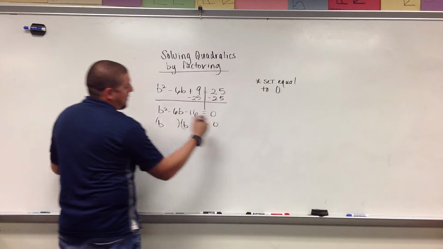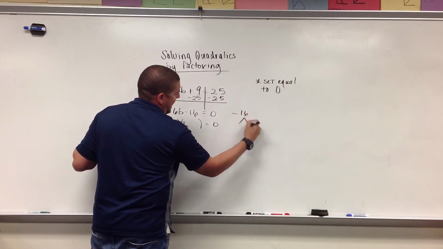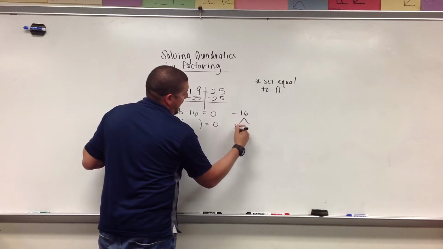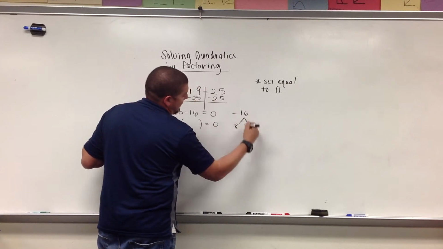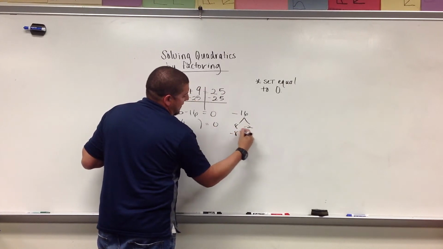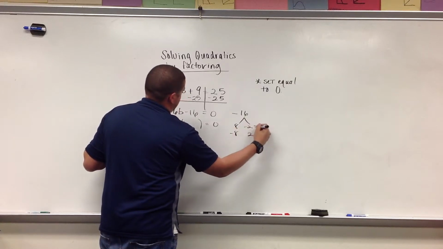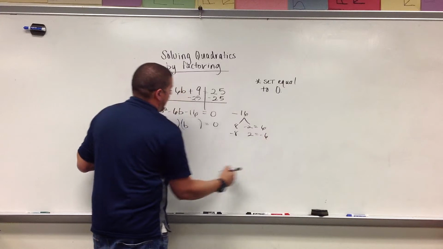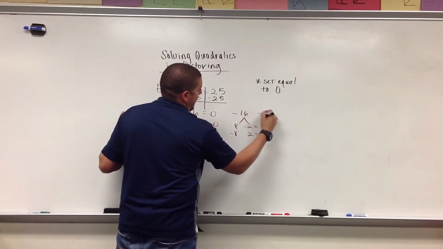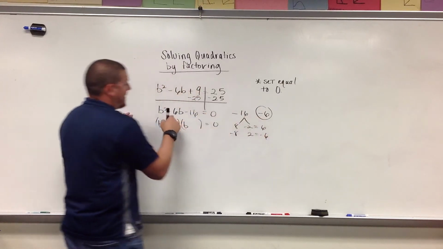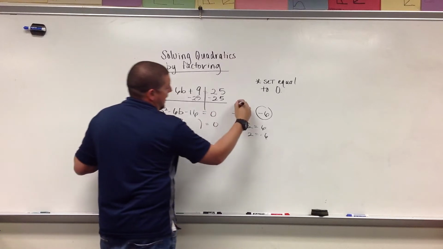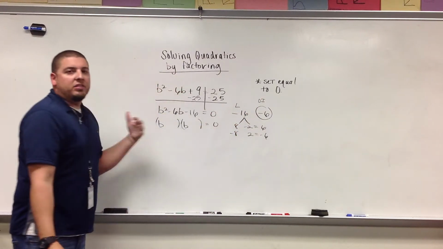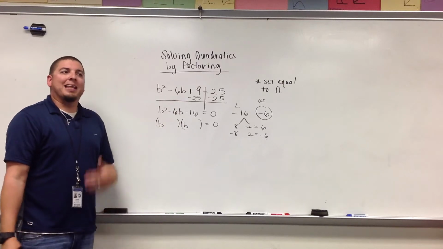Then I want to look at factors of negative 16 that equal negative 6. Off the top of my head, I'm thinking 8 and negative 2, or the opposite, negative 8 and positive 2. 8 minus 2 is positive 6. Negative 8 plus 2 is negative 6. I want this to be negative 6 because that's my OI term. Again, here's my last term, here's my OI term.